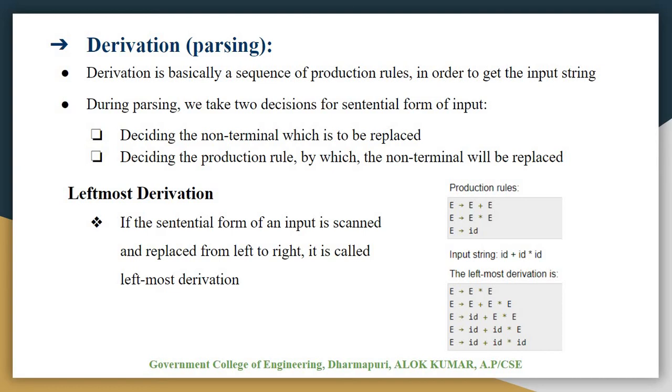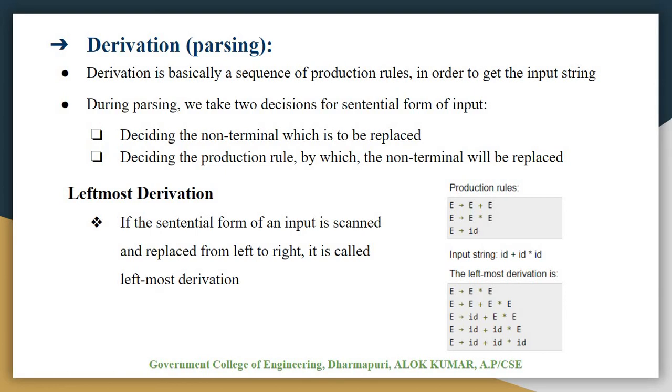So how will we do this? We will start from one production rule, that is E generating E into E. Firstly we will take this one, because we have to use leftmost derivation. After that, this E we will replace with E plus E, because we are doing leftmost derivation.